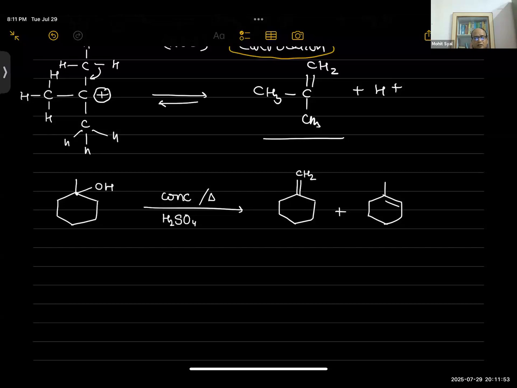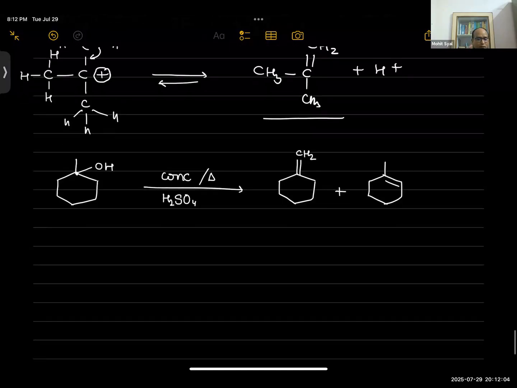Which alkene is a major product? Who will tell me? Marwa, Ibrahim, Jasleen, Aisha. Which alkene is a major product? Which alkene is more stable? Tell me quickly. This is the new thing which we have not discussed in the previous class.